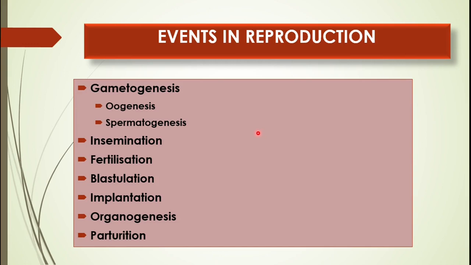Hariom, let us now discuss the other events of reproduction. You may recollect that the events in reproduction began with gametogenesis, insemination, fertilization, blastulation, implantation, organogenesis, and parturition. In the previous class, we have dealt till the process of blastulation. So we will now discuss the other events of reproduction leading to parturition.